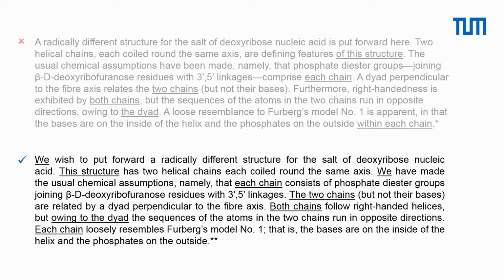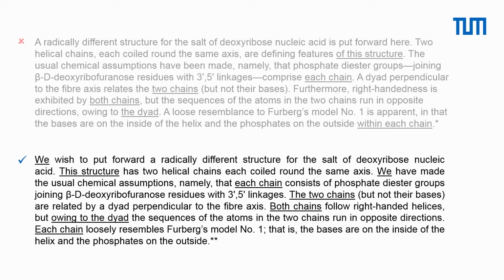We wish to put forward a radically different structure for the salt of deoxyribose nucleic acid. This structure has two helical chains, each coiled around the same axis. We have made the usual chemical assumptions, namely that each chain consists of phosphate diester groups joining beta-D-deoxyribofuranose residues with 3', 5' linkages. The two chains, but not their bases, are related by a dyad perpendicular to the fiber axis.